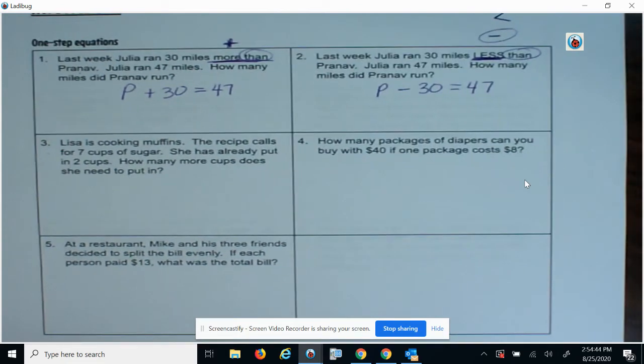All right, number 3, Lisa's cooking muffins. The recipe calls for 7 cups of sugar. She has already put in 2 cups. How many more cups does she need to put in?